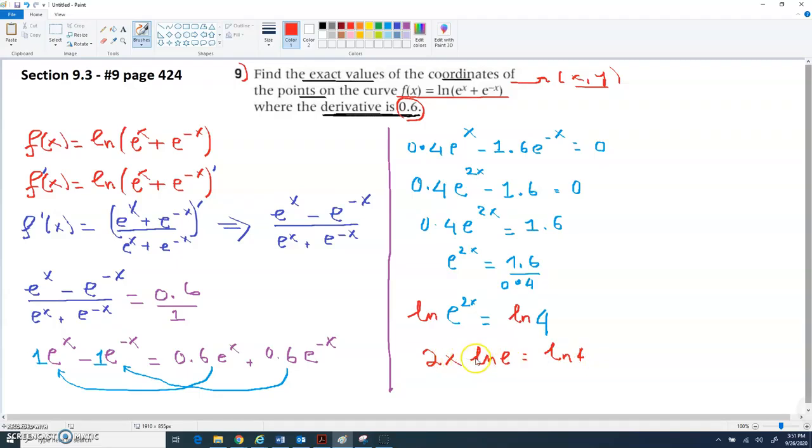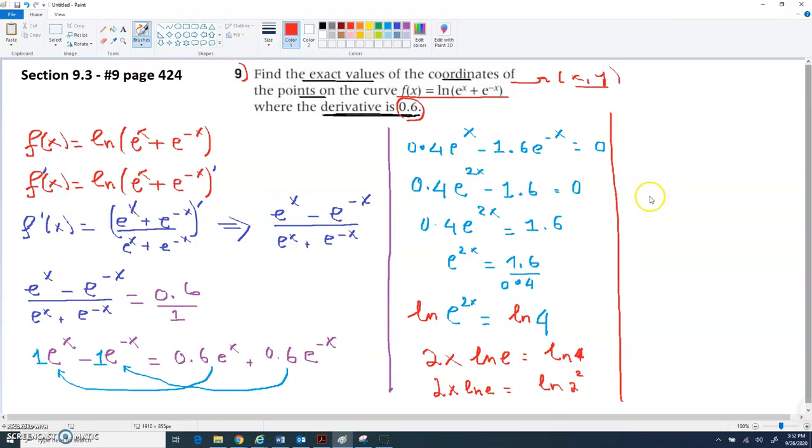So 2x times the natural log of e is equal to the natural log of 4. At this point, you definitely can use a calculator if you want to, or you can think of this as 2x ln e is equal to the natural log of 2 to the second. I'm just going to rewrite the 4 as 2 to the second. Alright, I'm going to come up here and finish up the problem. And again, this problem might take you 15-20 minutes to do them all out.